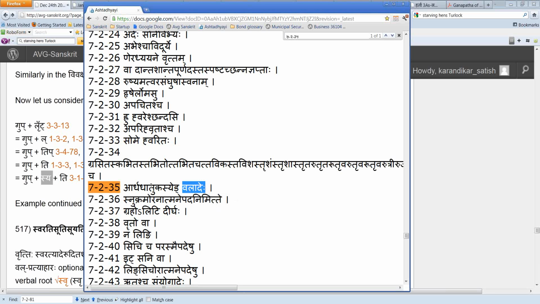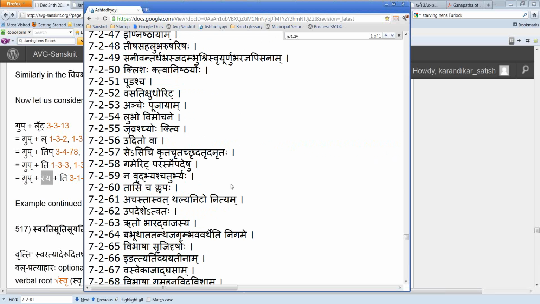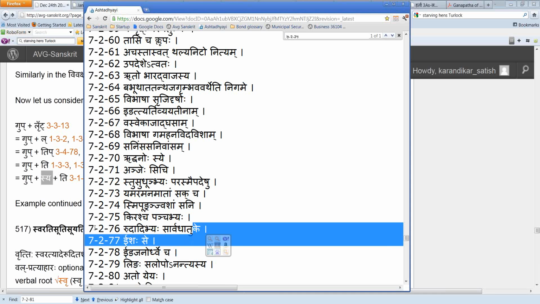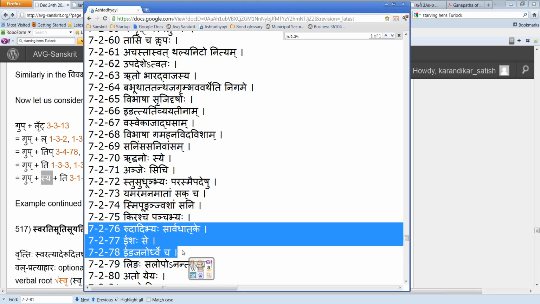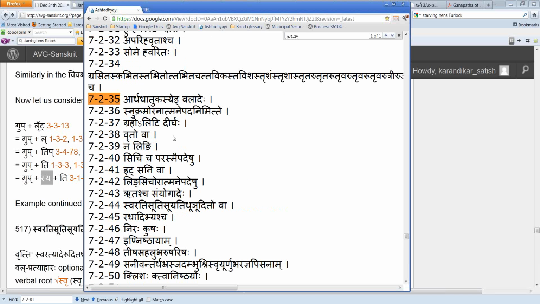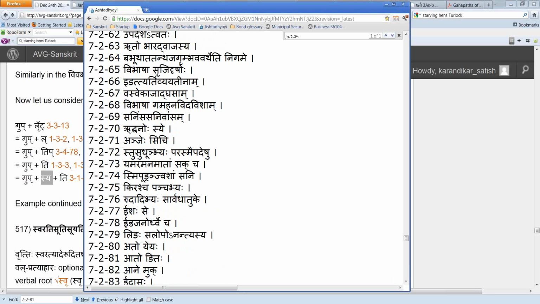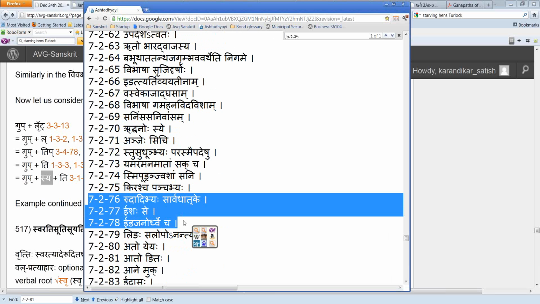Now, this section goes all the way down to 7-2-78, and the last three rules are sarvadhatuke, but still valadi. Still valadi only. So the majority of these rules apply when the pratyaya is valadi and ardhadhatuka pratyaya. There are three rules at the end here where the pratyaya is still valadi, but it is a sarvadhatuka pratyaya. So one more time, from 7-2-35 to 7-2-75 are all these rules, first a general rule, then the specific rules, and they apply when the pratyaya is valadi and has the sanjna of ardhadhatukam. The last three rules, 7-2-76, 77, 78, apply when the pratyaya is still valadi but sarvadhatukam.